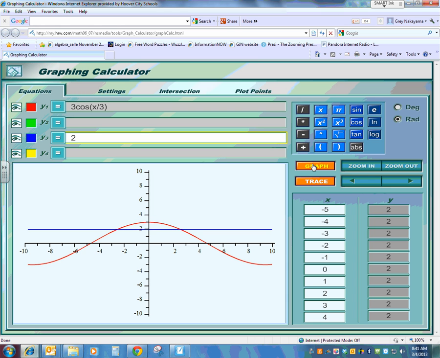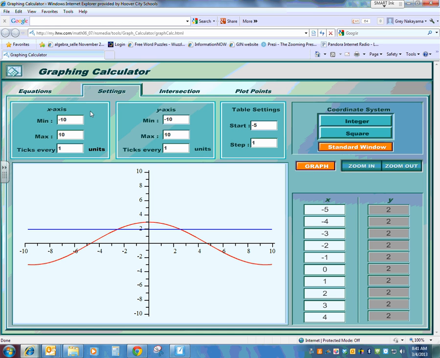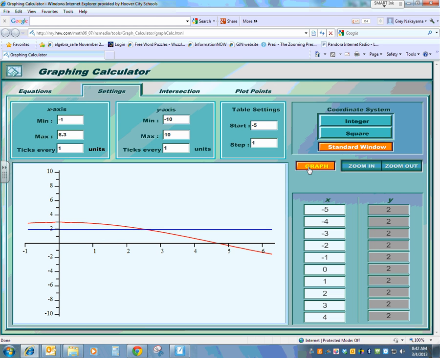If I hit graph, I have the graphs just to show you, but then remember that we want to only look at those values between 0 and 2 pi. So I like to go on the other side of the x-axis just so I have it. And then I'm going to make this 6.3. We were going to 6.8. So let's go look at the graph between there.